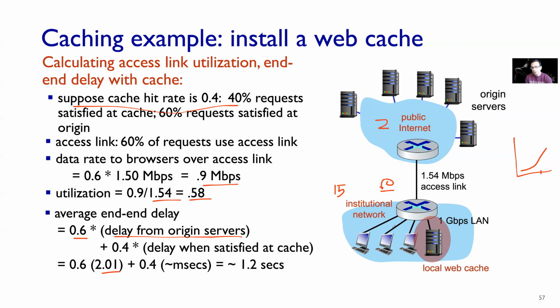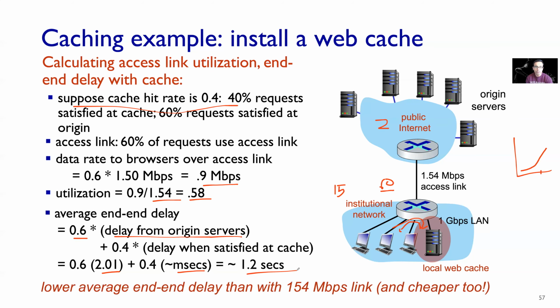And the other 40% of the objects, which are just obtained locally, incur hardly any delay. So we'll just again abstract this to be a few milliseconds because they're just serviced locally, right? So if you do the math here, the average delay is actually just 1.2 seconds.